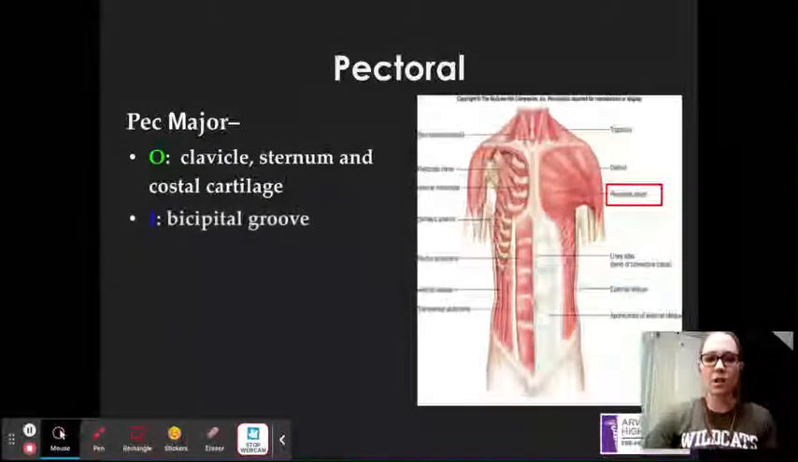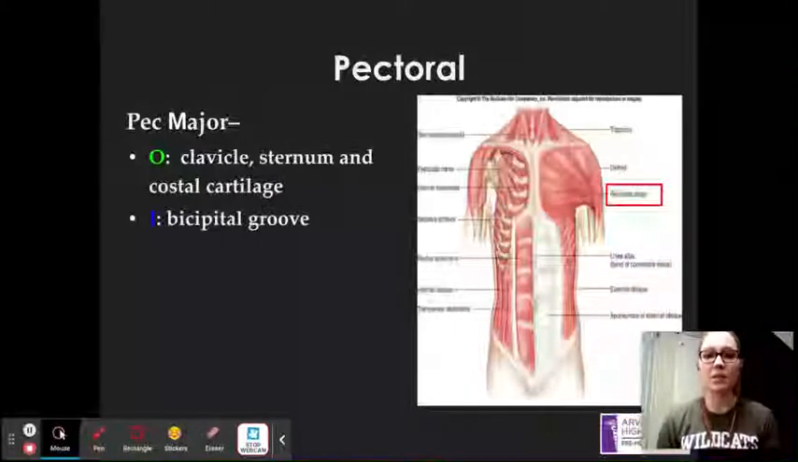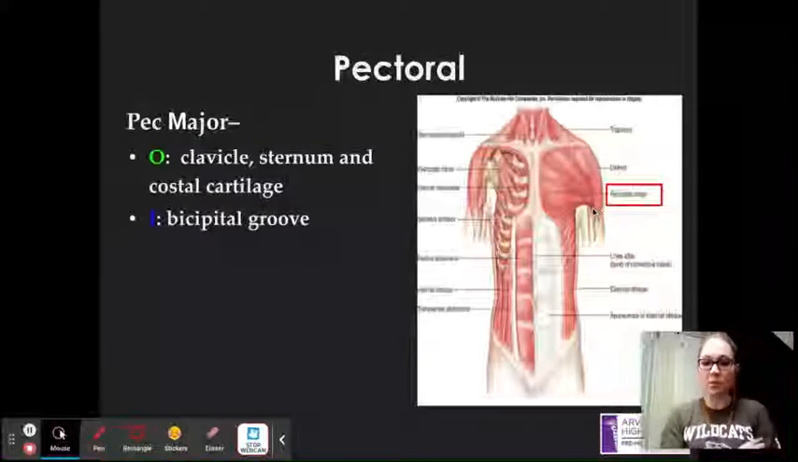The insertion of pec major is into the bicipital groove on the humerus. So remember, we learned about all of those bone markings last semester when we studied the skeletal system. This is where they're really going to come back into play. And so we can see here that all of this muscle is inserting on one spot on our humerus known as the bicipital groove.